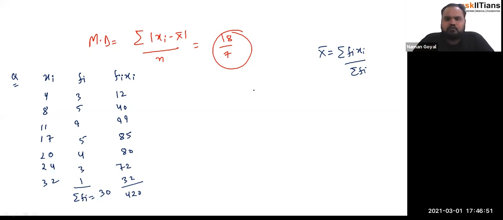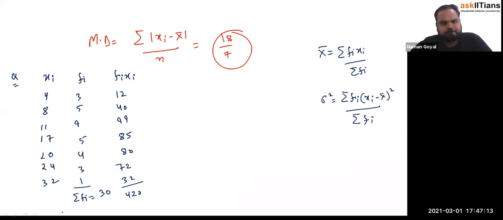Okay, if we add them all, we got 420, right? Now next thing, we want to find sigma square, and the formula for sigma square is what? When frequency distribution is given, then the formula is summation fi into xi minus x bar square upon summation fi, isn't it? Tell me yes or no. Are you getting my point? Okay, fair enough. So what we have to do, we have to write down this one, xi minus x bar square.